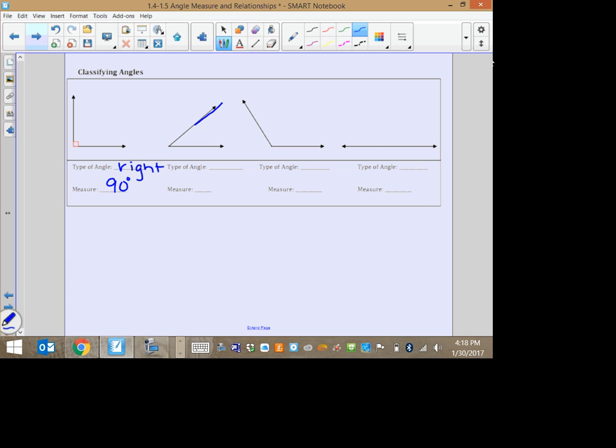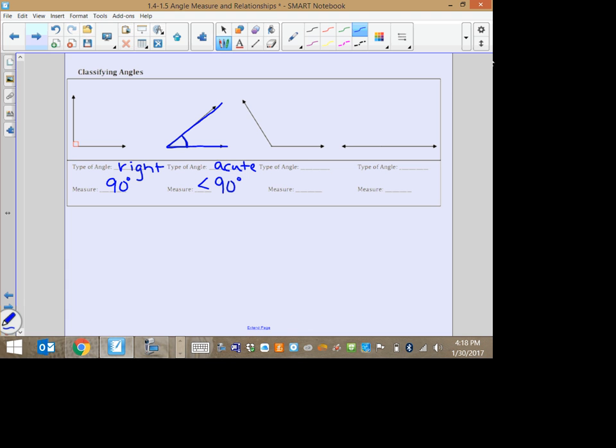And this angle is smaller on the inside than the 90 degree. It looks like you're folding it in. That is called an acute angle. So an acute angle measures less than 90 degrees. I don't know, think about little puppies are cute, so it's smaller, so it's acute. I don't know, maybe that helps or not.